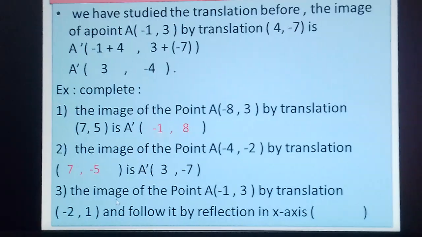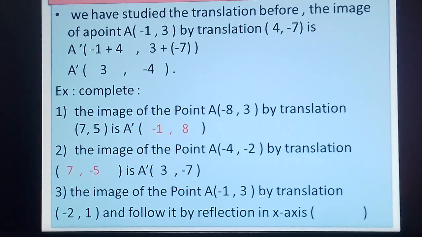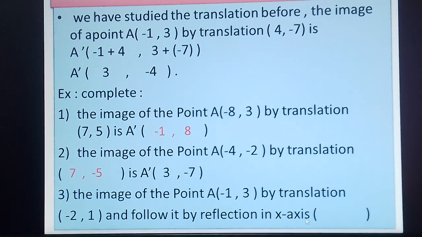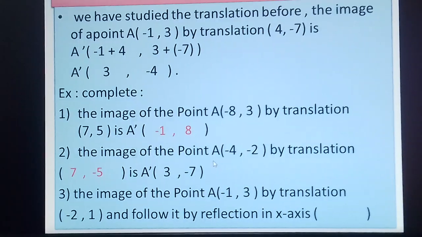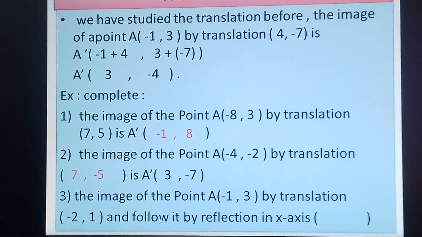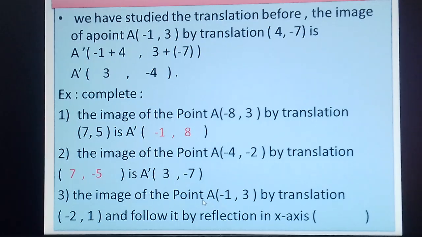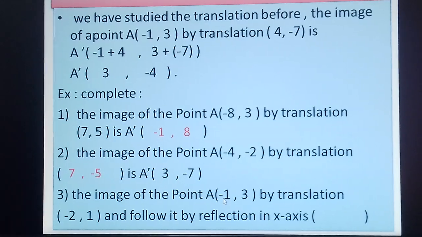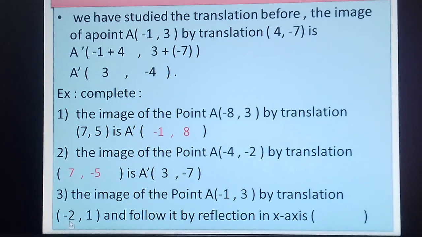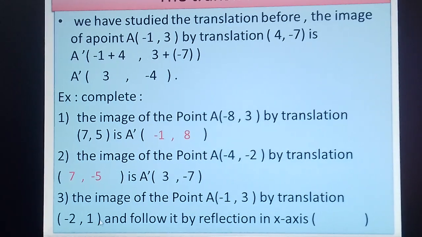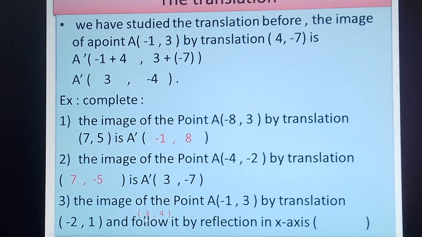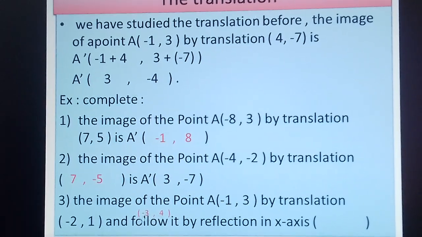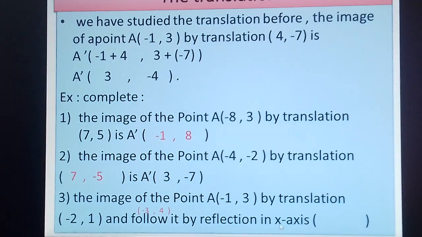The last exercise, the image of the point A(negative 1, 3) by translation (negative 2, 1), followed by reflection in the X-axis. Here he gave me two questions. As the first step, we must answer the first part. We must find the translation. So to find the translation, we must add negative 1 and negative 2, 3 and 1, to be equal to (negative 3, 4). And then we must find the final answer by reflection in the X-axis.